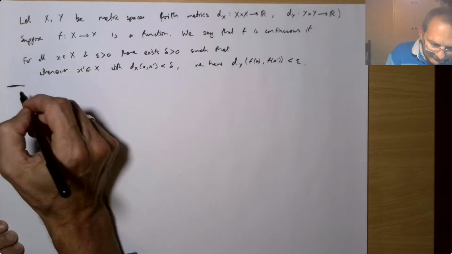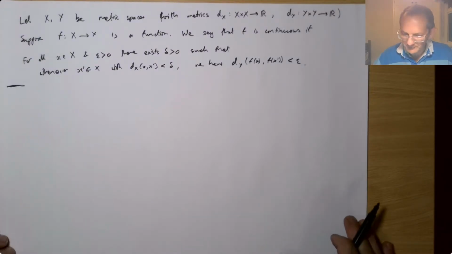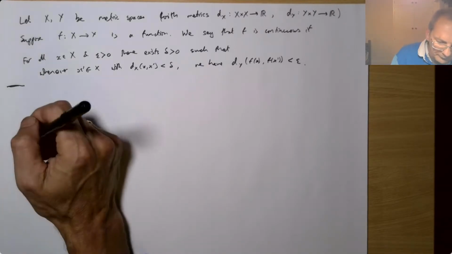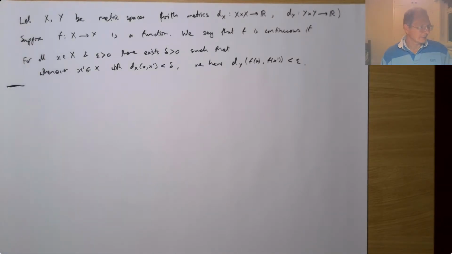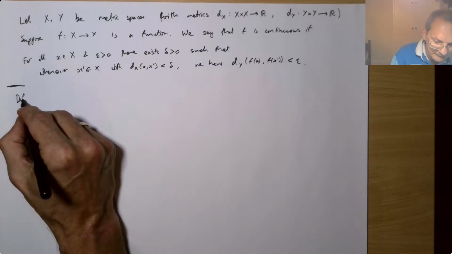But it turns out that we don't really want to work with that. We want to work with an alternative characterization of continuity that will work in a larger context, with topological spaces instead of metric spaces. So in order to describe that, we need to remember the definition of open sets in metric spaces. So we're going to use this definition here.